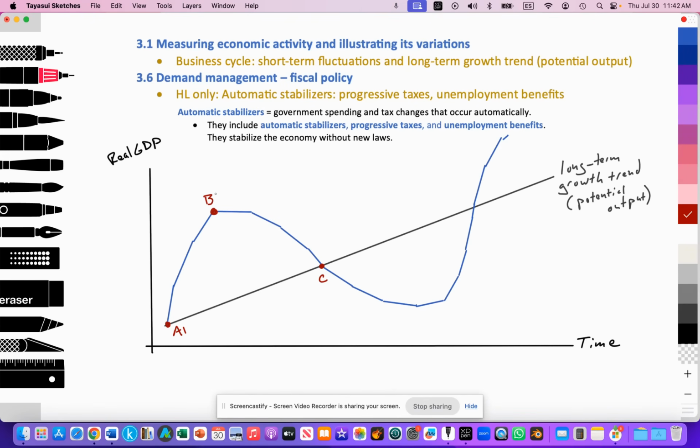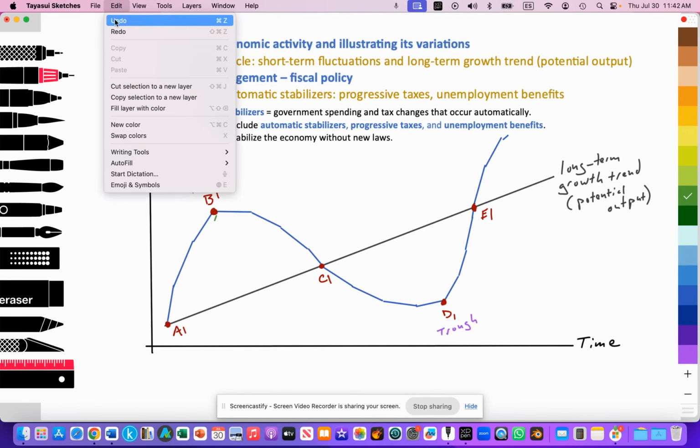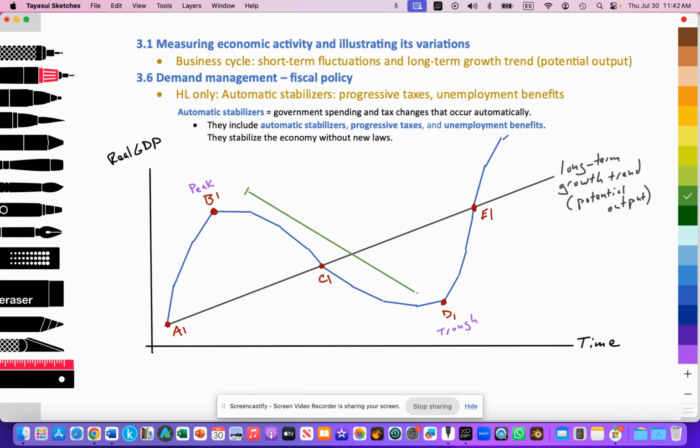I'll label this A1, B1, C1. Then we go to the trough, D1, and let's say this is back to potential, E1. Okay. So B1 here is the peak, just as some additional labeling. Here's the peak. D1 is the trough. Okay. And we can make note that from B1 to about D1, this is the contraction.